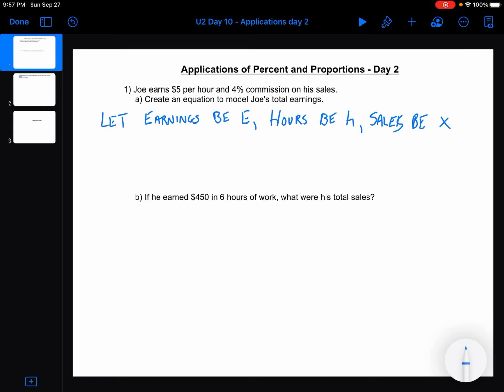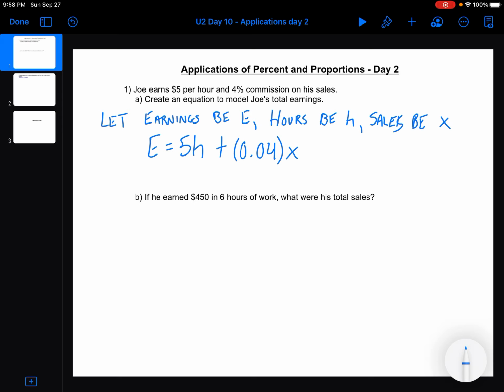Okay, so if we're working through this, we're going to have earnings equals. Now he's earning $5 per hour, so 5 times every hour, plus he's earning 4% commission. Now we need to change our commission into a decimal, because whenever we're working with these questions, we have to work in a decimal. So times X.